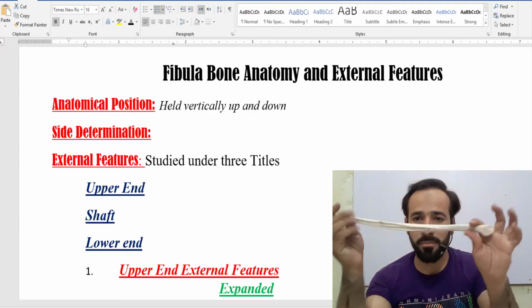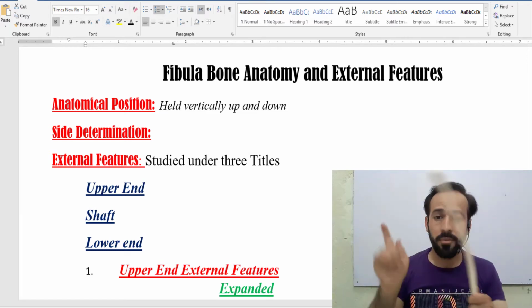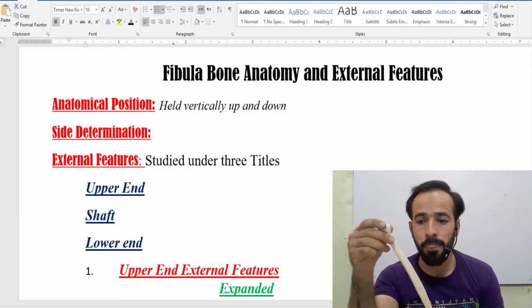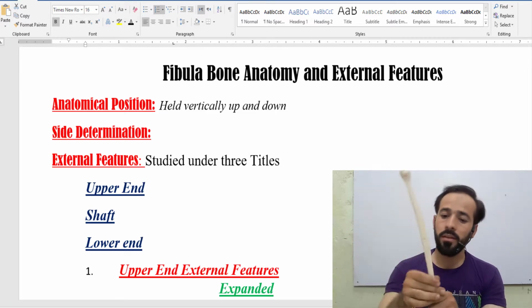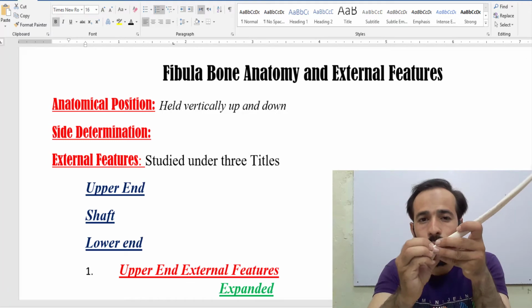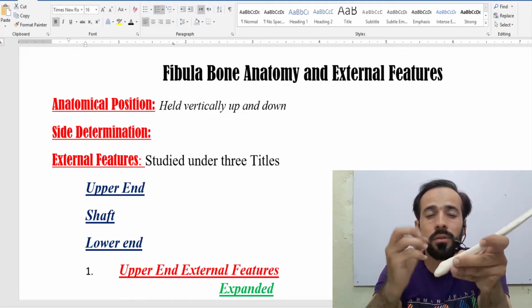Friends, we are discussing the fibula bone. In the previous lecture, we discussed the external features of the upper end and the shaft of the fibula bone. Now, we are discussing the lower end of the fibula bone in detail.